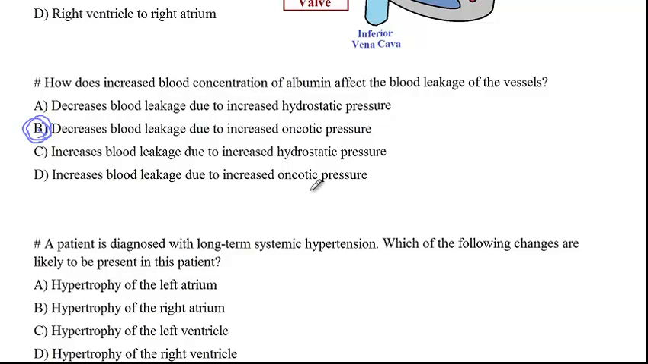Now let me ask you another question. In a patient that has a blood clot formed, what happens to the blood leakage out of the vessel? So a blood clot.